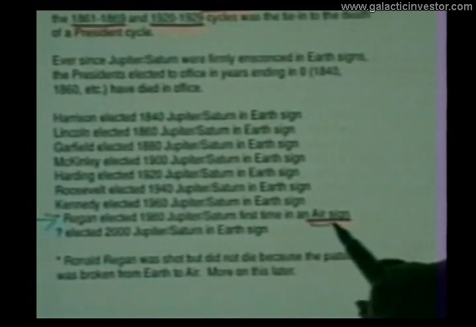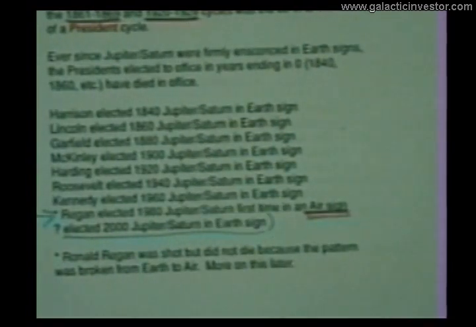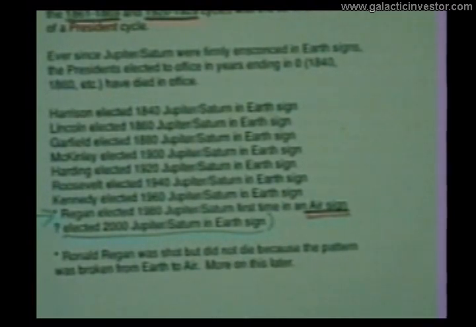The only person who didn't die during office was Reagan. And he was elected on that cycle, but by the time the cycle came in, we were in an air sign. So that was the only one who did not receive the fatal bullet. And so we've got coming up in 2000, again, a conjunction in Earth signs. So there's a good probability, with a history like this behind it, that the president who comes into office at that time will either die in office or be assassinated.